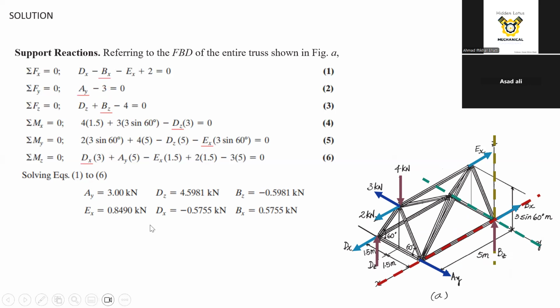And you see we have the Dx value, so we can put it in equation 1. And you see also we have the Ex value, so we get the support reaction at point B in the horizontal direction, which is 0.5755 kilonewton.